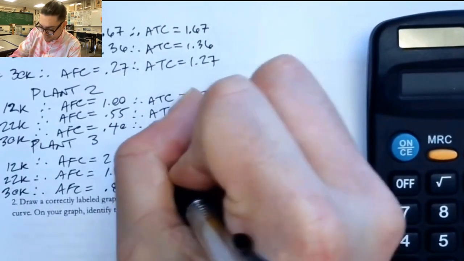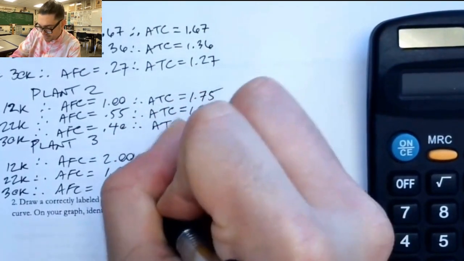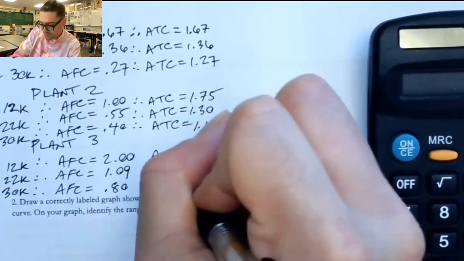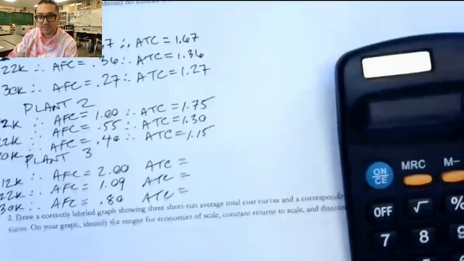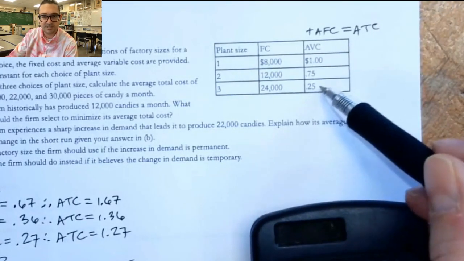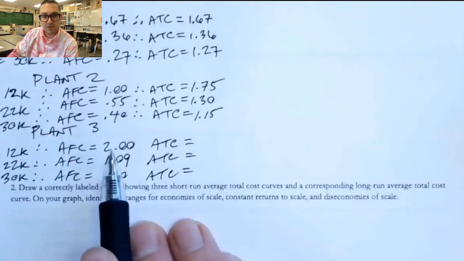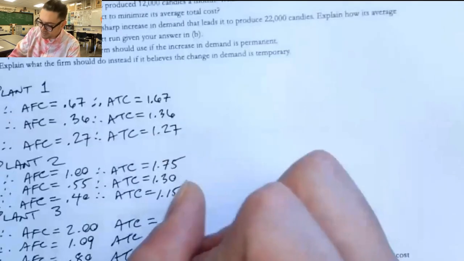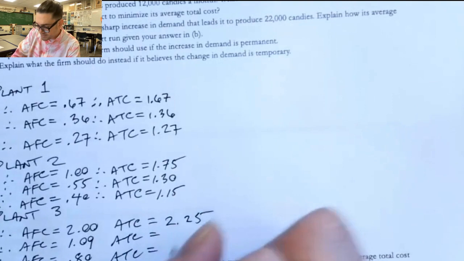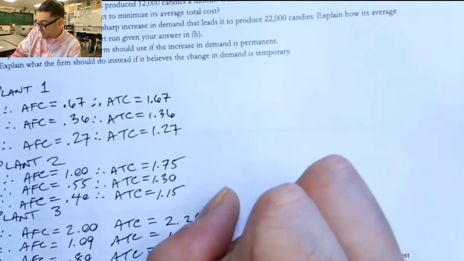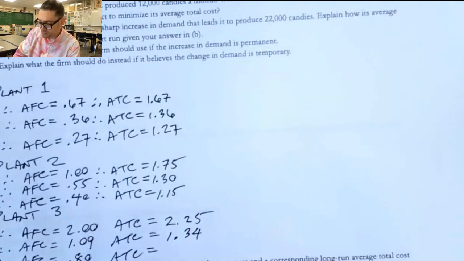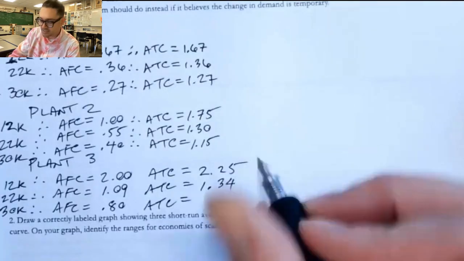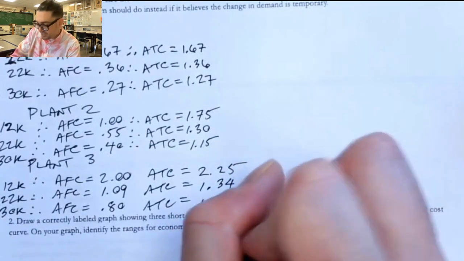And so then our ATC, which is what we're going for here, is that 25 cents that's in the table. 25 cents is just given to you as the average variable. If we add it to these numbers, that's how we get that. So $2.25, $1.34, and then 25 cents plus 80 cents is $1.05.